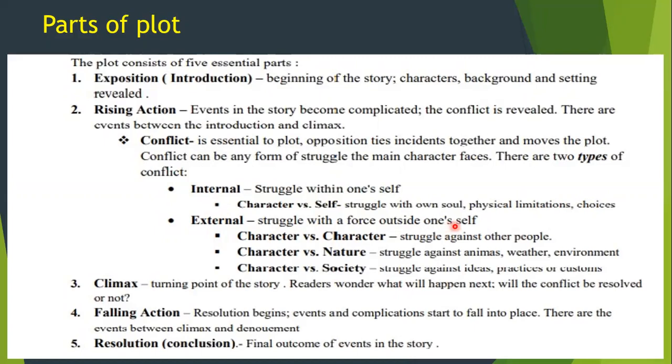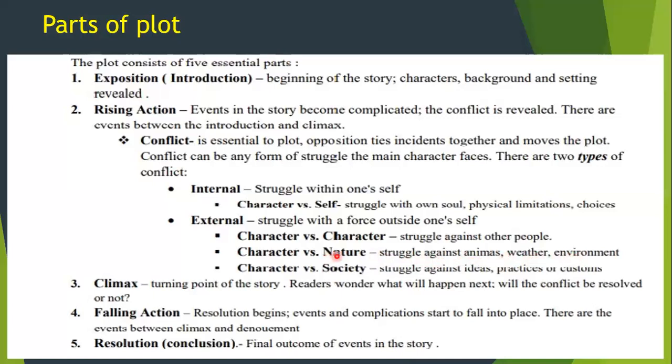And we have here two subcategories. We have subtypes. عندنا أنواع فرعية من الصراع الخارجي. The first type، character with character, struggle against other people، هو صراع شخصية ضد شخصية أخرى. Second، character with nature, struggle against animals, weather, environments.